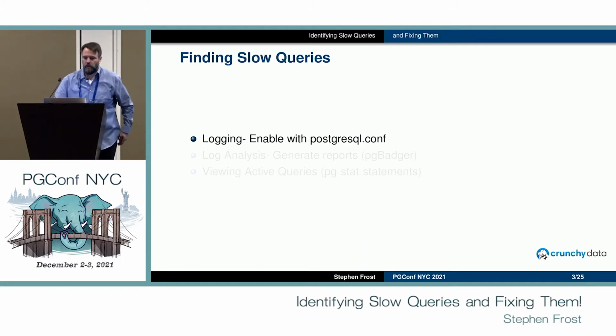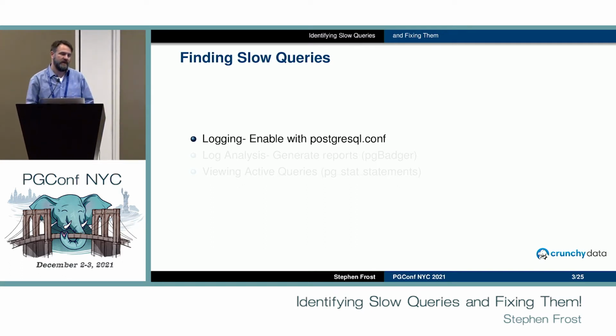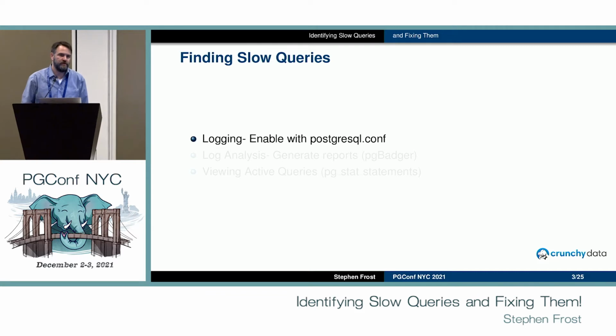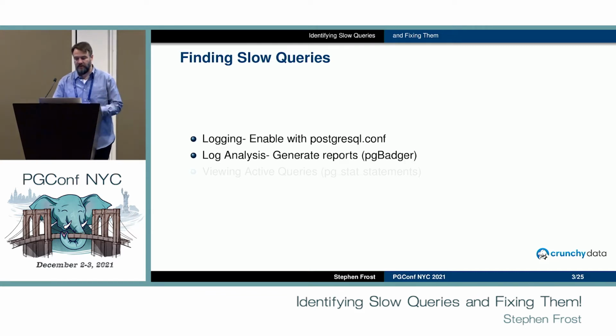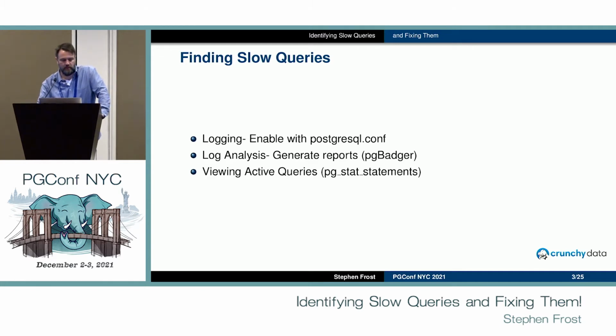So, finding slow queries. There are a few different ways to find slow queries in Postgres. The first one I'm going to talk about is enabling logging configuration, principally through postgresql.conf. That's also going to lead into doing log file analysis using one of my favorite tools, PGBadger. Then we're also going to look at viewing active queries, primarily using pg_stat_statements.